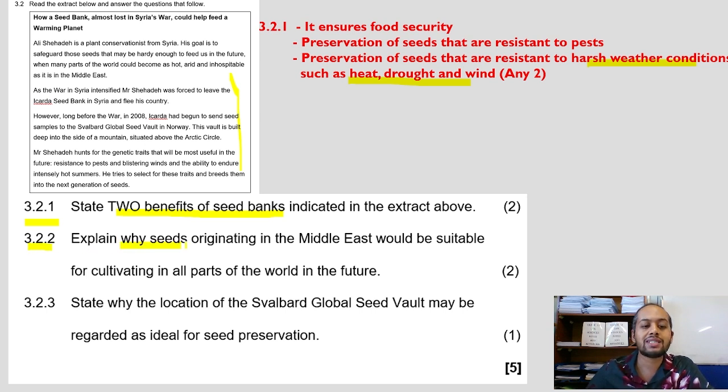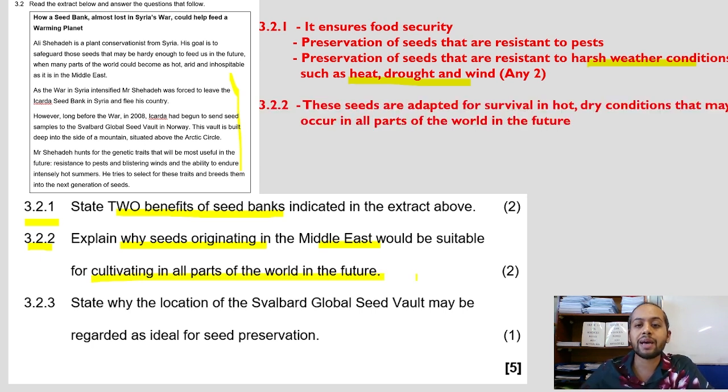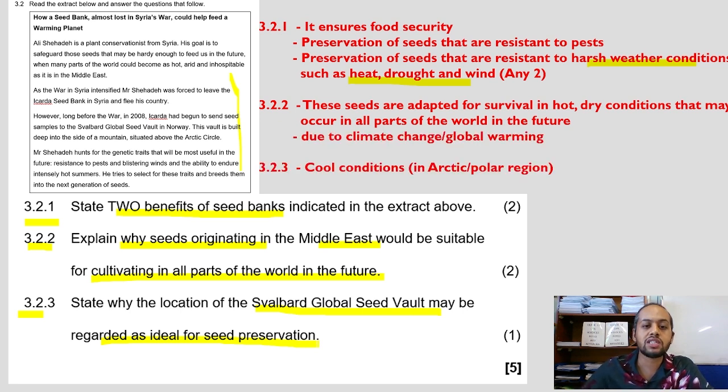3.2.2 says, explain why seeds originating in the Middle East would be suitable for cultivating in all parts of the world in the future. So these seeds are adapted for survival in hot and dry conditions that may occur in all parts of the world in the future. 3.2.3 says, state why the location of the Svalbard Global Seed Vault may be regarded as ideal for seed preservation. You'd have seen that they spoke about cool conditions in the Arctic polar regions, as well as a secure location deep inside the mountain. You'd have seen it stated here in the paragraph.